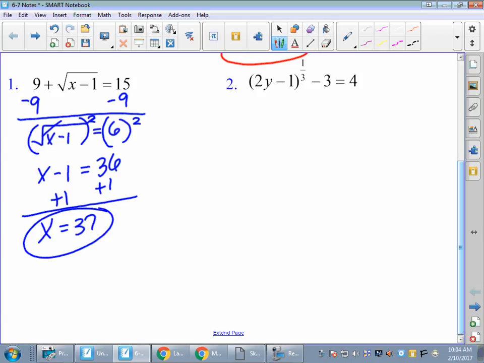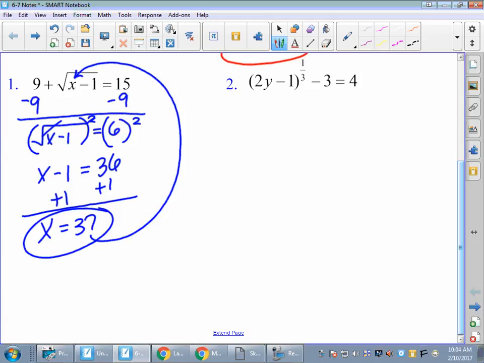Okay, check our answer. I'm pretty sure I didn't do anything wrong mathematically. However, I need to make sure that it works. So if I plug 37 into here, you can use your calculator. Take away 1, you get 36. The square root of 36 is 6, and 9 plus 6 does in fact equal 15. So you always check with the original problem. It works. It's not extraneous.